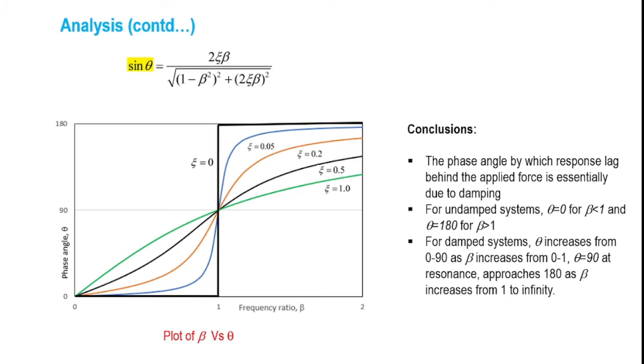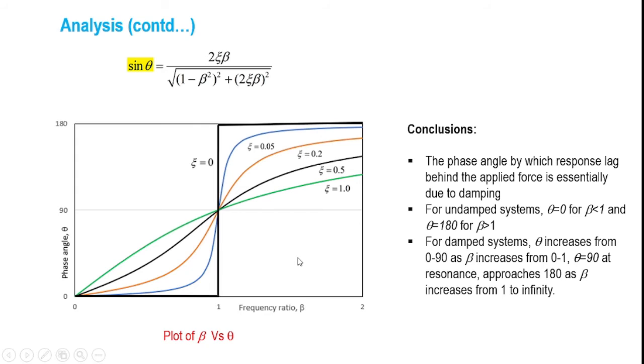So an undamped system means the damping ratio C must be equal to 0. As you can see, for C equal to 0, for beta, that's a frequency ratio less than 1, theta will be 0. That means for undamped systems, for frequency ratio less than 1, the phase angle theta will be 0, which means that the applied loading and the response will be in phase.